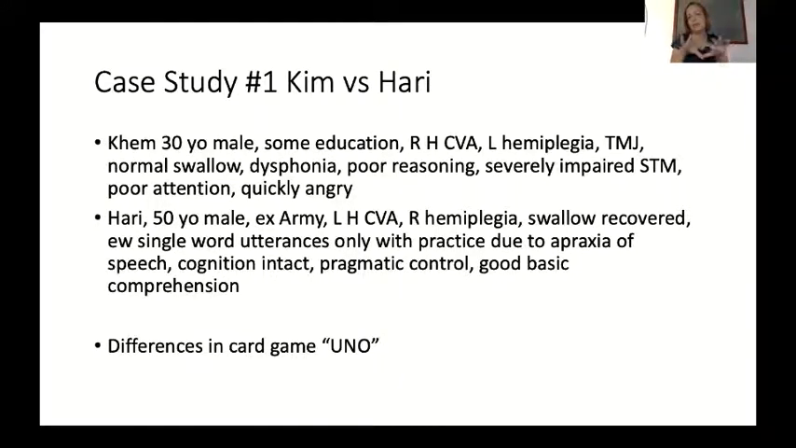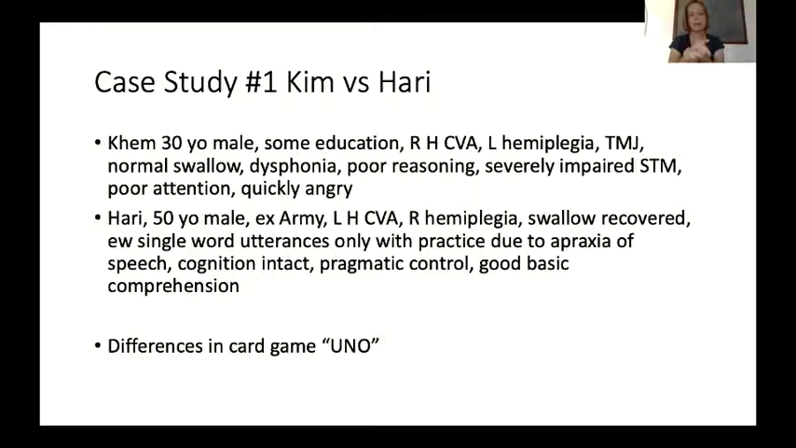So on two separate occasions with both of these gentlemen, we were playing a card game named Uno. It's an easy card game. There's colors and there's numbers on the cards. The basic premise is you're playing cards and you have to match the pile in the middle by putting down either the same color or the same number. So color or number, those are your two choices.